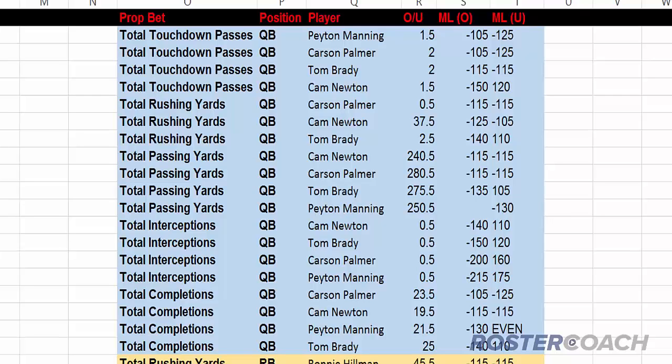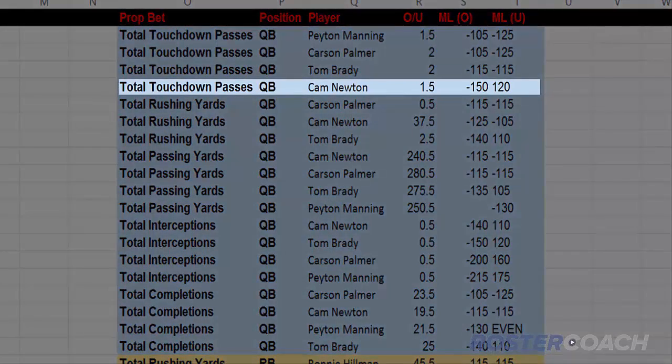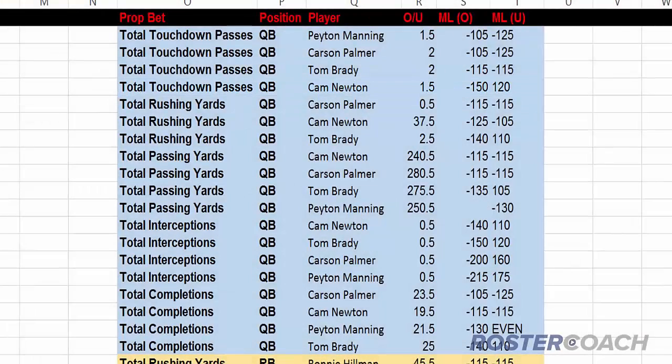However, we can contrast that with some other situations. For instance, if you look at Cam Newton's touchdown pass prop, the over-under is set at 1.5, but the money line on the over is minus 150, where the under is positive 120. In this case, we can see that the over is clearly favored against the under. Positive numbers are considered underdogs in this situation. They are situations where you would be getting more money than your initial bet if you win.